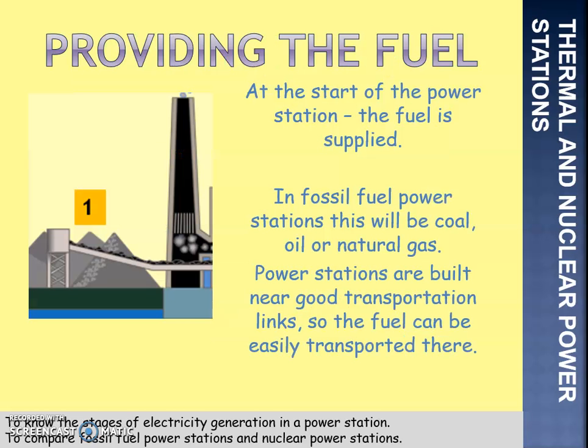First off, providing the fuel. At the start of the power station, the fuel is supplied to the power station. In fossil fuel power stations, this will be coal, oil or natural gas. Power stations are generally built near really good transportation links, so the fuel can be easily transported there from where it's mined or where it's gained in the first place.